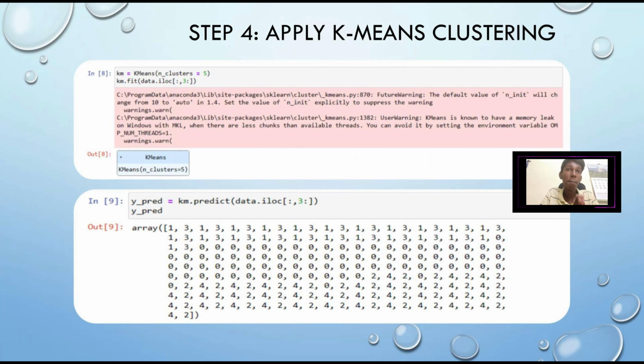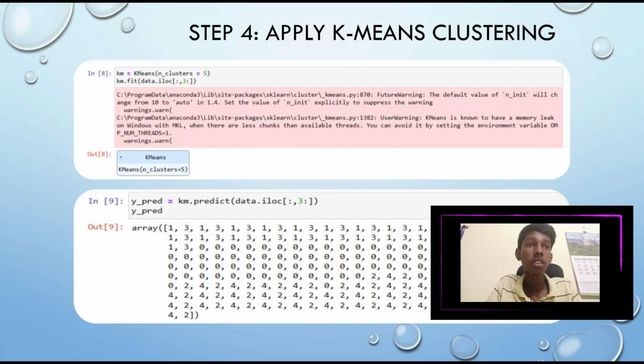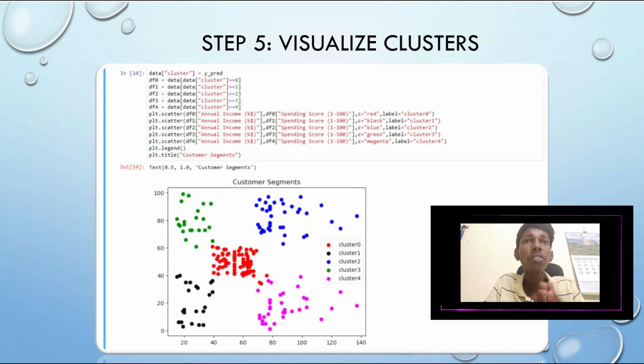Next, step 4. Apply k-means clustering. Here, a k-means model with five clusters is initiated and fitted to the data. The predict method is used to predict the cluster labels for each data point in the data set. Next, step 5. Visualize the clusters. This line adds a new column named cluster to the data frame which we used in step 1, which contains the predicted cluster labels for each data point.